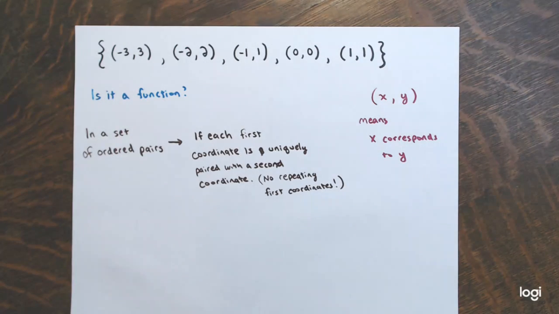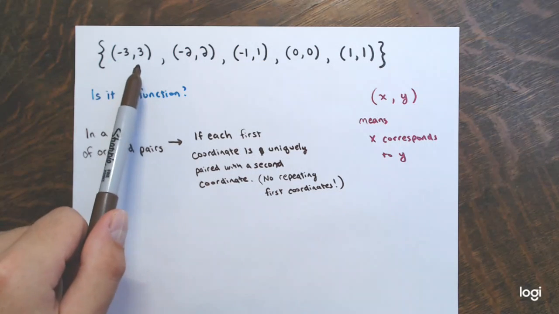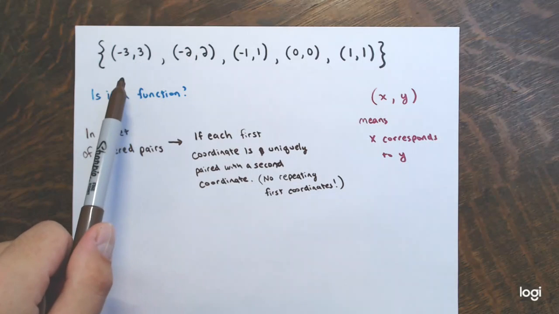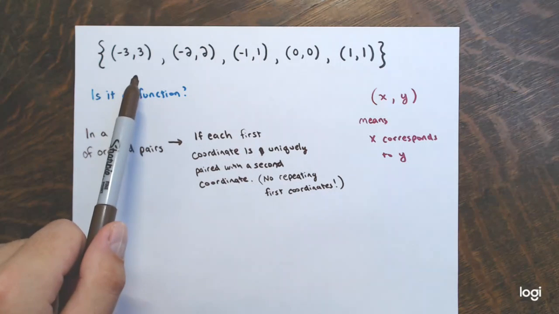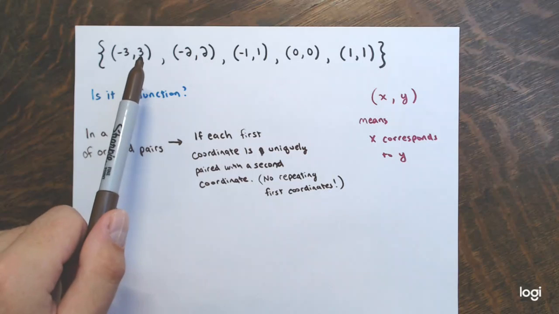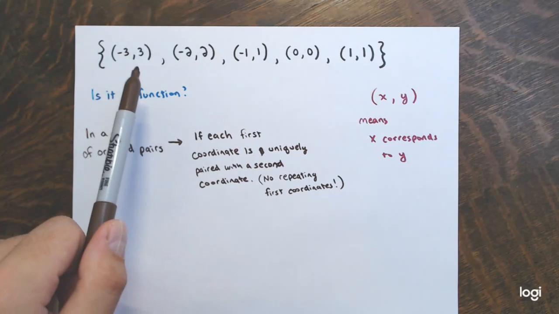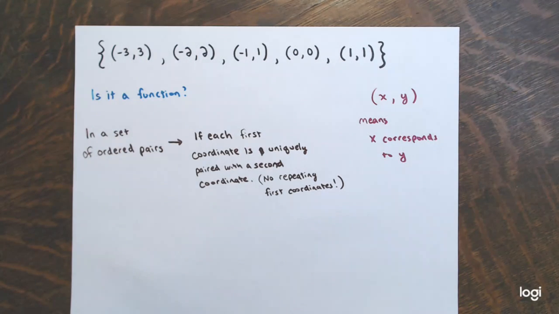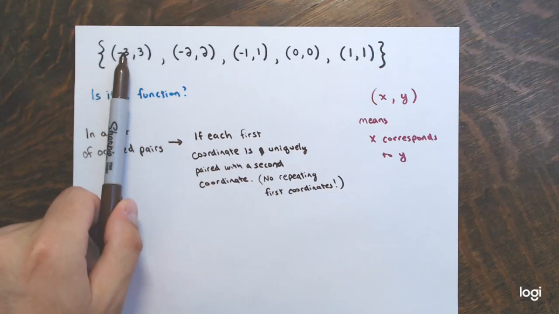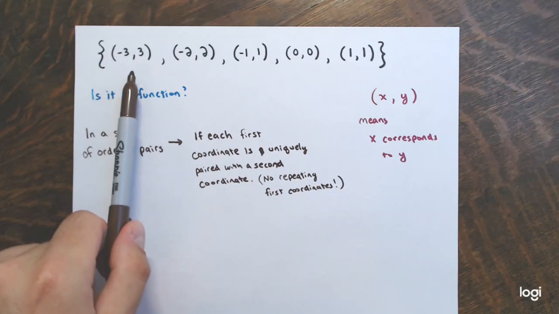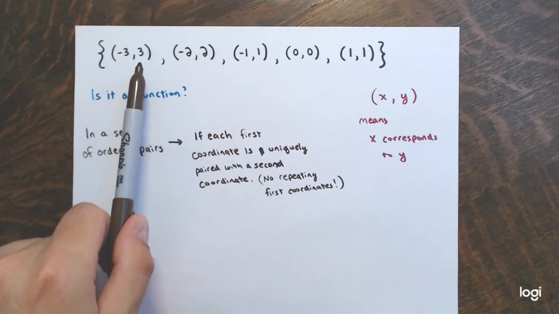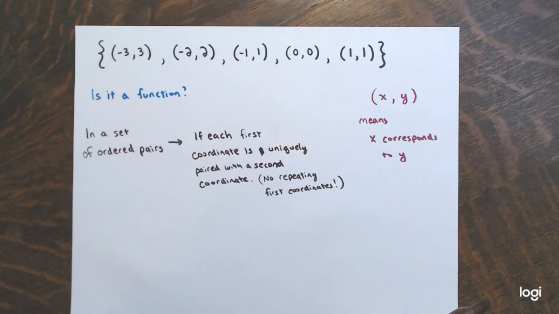Now you can have functions where the first coordinate is repeated, just so long as the second coordinates are the same. If I had -3, 3, and then the ordered pair -3, 3 again, -3 wouldn't be corresponding to a different element. It would still be corresponding to the number 3. So if I do have a repeated first coordinate and the second coordinates are different, then it's not a function. Then you actually have a value in the domain that corresponds to more than one value in the range.